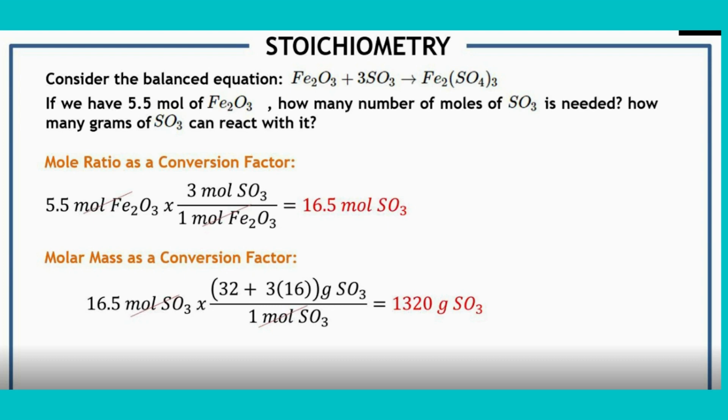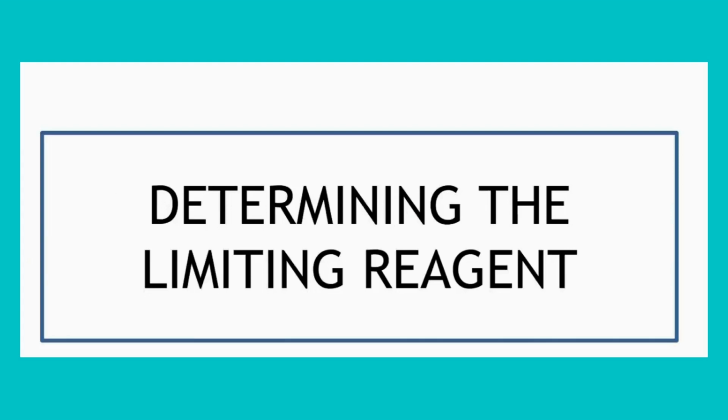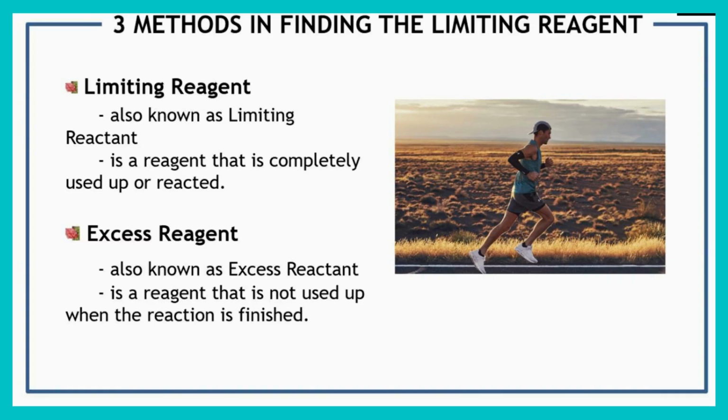Now let's go to the topic that we are talking about, the limiting reagent. So there are 3 methods in finding the limiting reagent. So as a sort of recap, limiting reagent is also known as limiting reactant. So this is the reagent that is completely used up or reacted. So the first one that can be used up. Then for the excess reagent, this is also known as the excess reactant. This is the reagent that is not used up when the reaction is finished.